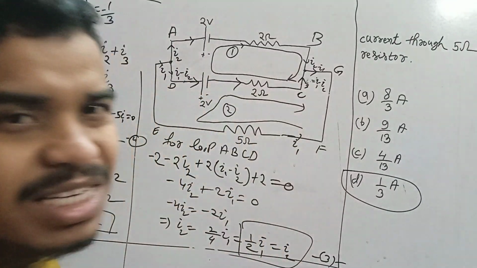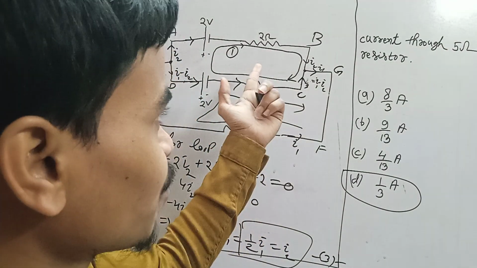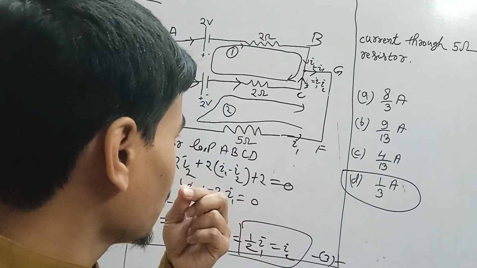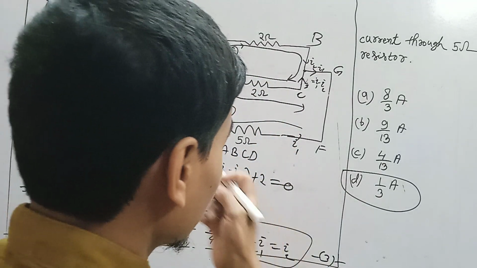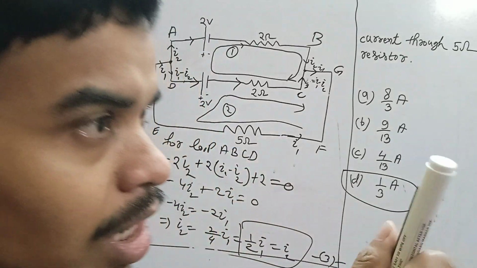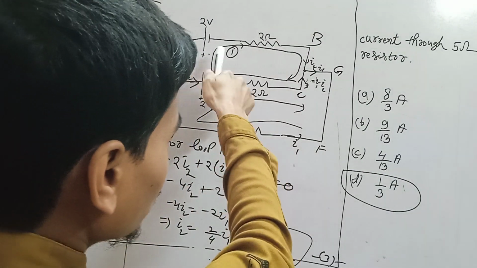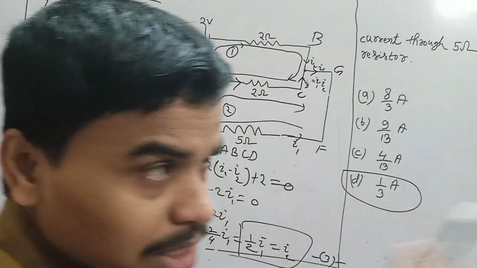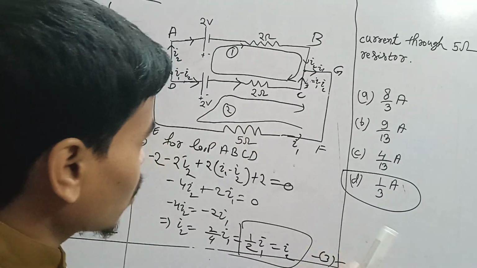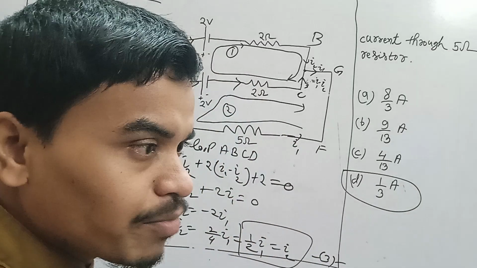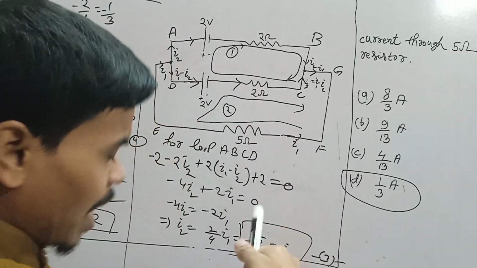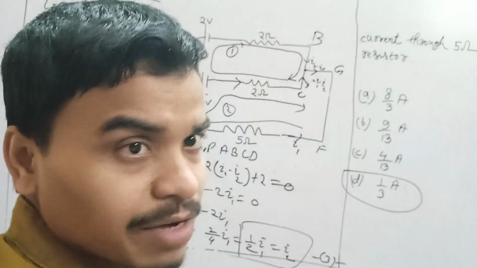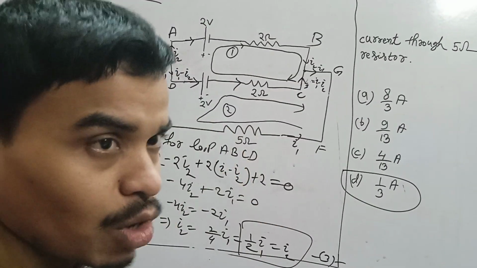Basically it is just a simple rule. We have to apply the loop rule. I'm repeating again that if we go in the clockwise direction, for a battery, going from positive to negative, the value will be negative. And for negative to positive, in the clockwise direction, it will be positive.